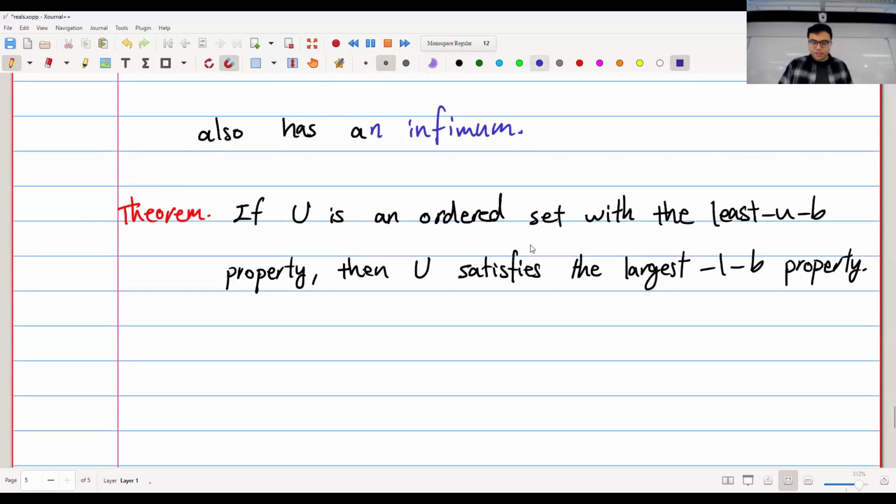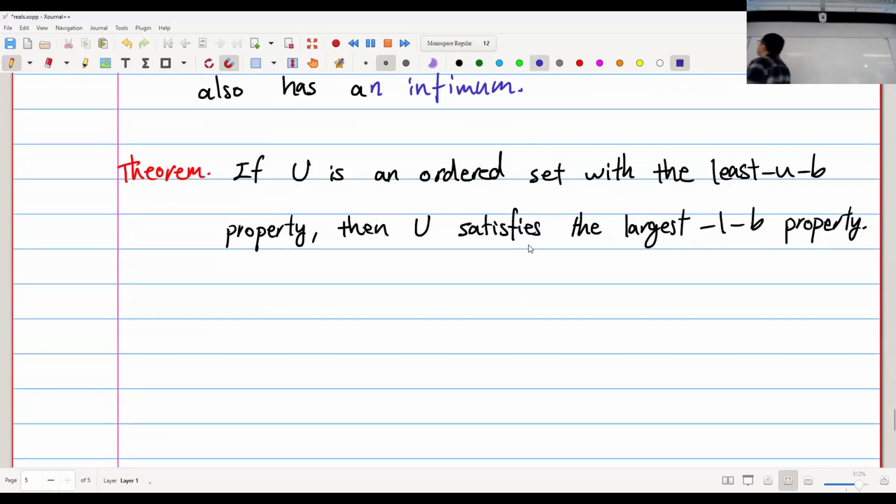Great. So I want to prove that U satisfies the largest lower bound property. What should I do? I should say, suppose I have some subset of U, and suppose that this subset of U has a lower bound. I want to find an infimum.